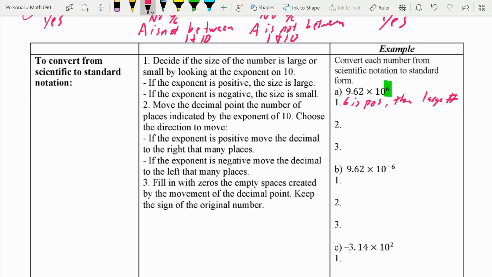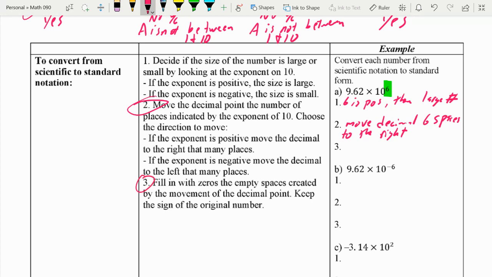Number 2: now we have to figure out which way we're going to be moving the decimal. Because the exponent is positive, we know it's going to be a big number. So we're going to move the decimal 6 spaces to the right.